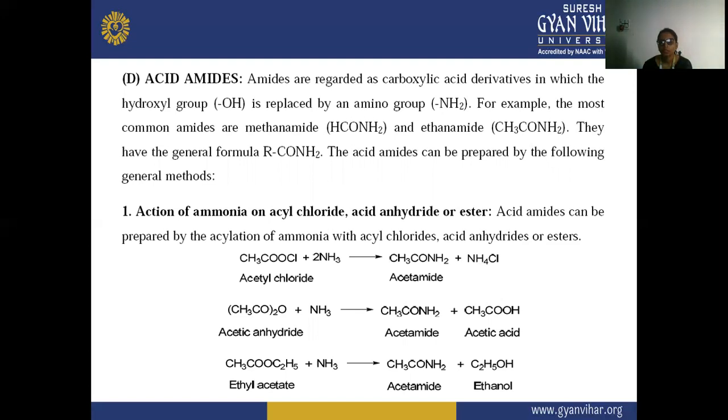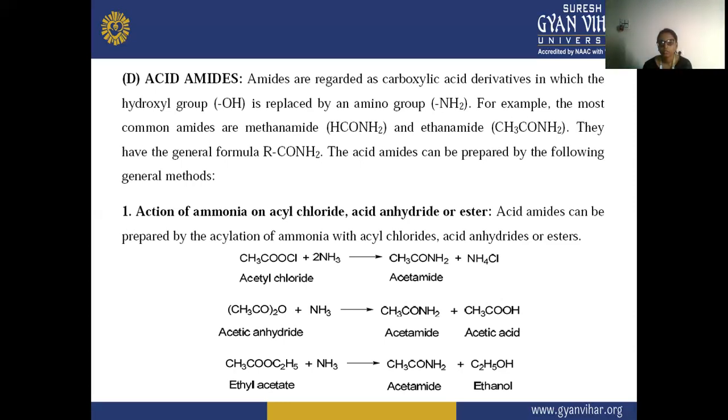And the second most common amide is your ethanamide. This is CH3CONH2. From here you can see there are two carbon atoms, so its name is ethane, and from ethane, the E is replaced by amide. So it becomes ethanamide. Their general formula is RCONH2, and the acid amides can be prepared by the following methods.